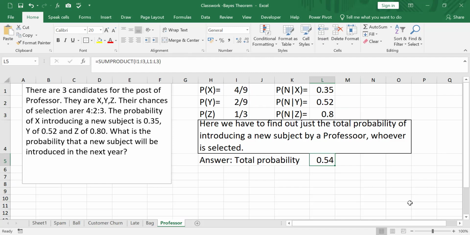So there is a 54% probability that a new subject will be introduced next year. It could be from X, it could be from Y, it could be from Z, whoever is selected. This is how you solve Bayes theorem problems.